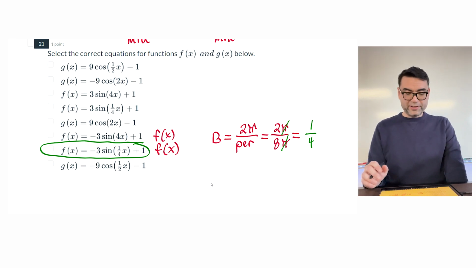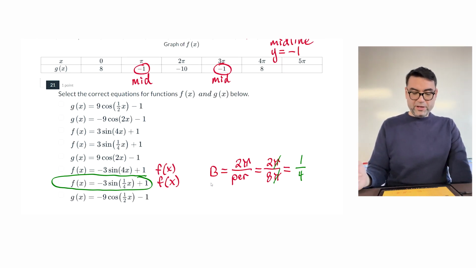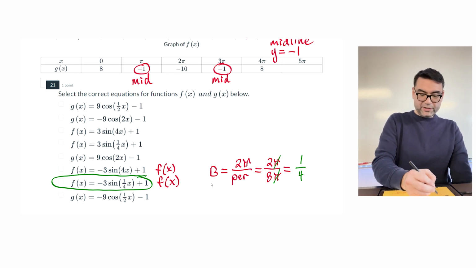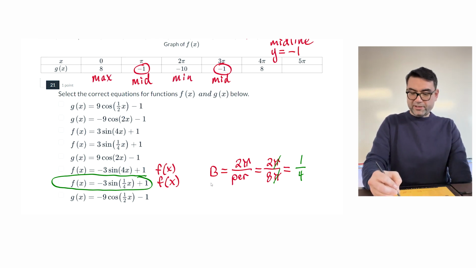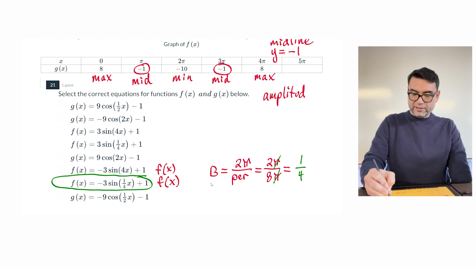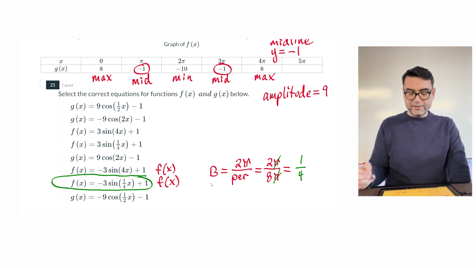Now let's go after g of x. If you recall, we know that the amplitude was 9 from a previous problem. This one starts at the max, back to the mid, then down to the min, and then back to the max after this mid. The amplitude is 9, because there's a distance of 9 between those values. And since it starts at the max, this would be a positive cosine graph. And the midline has to be -1.